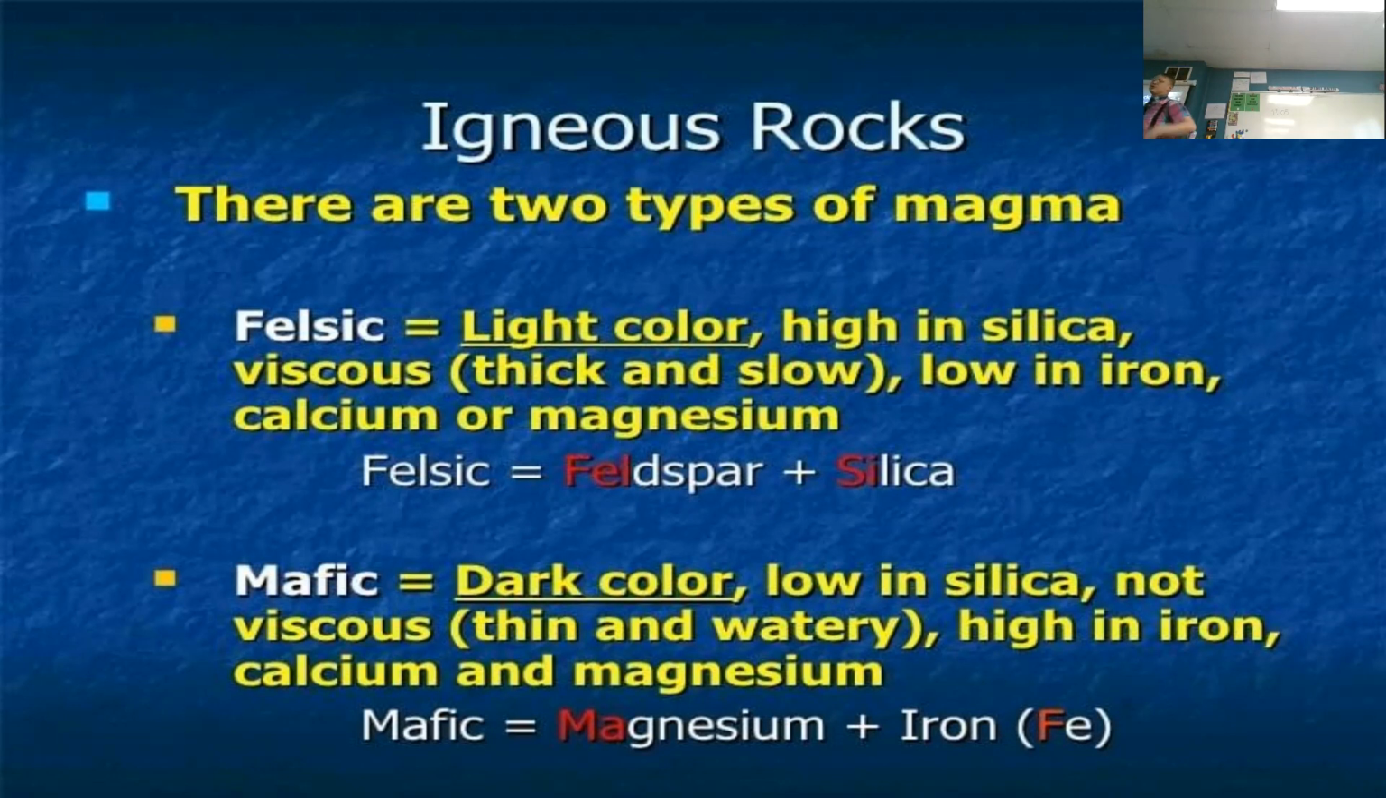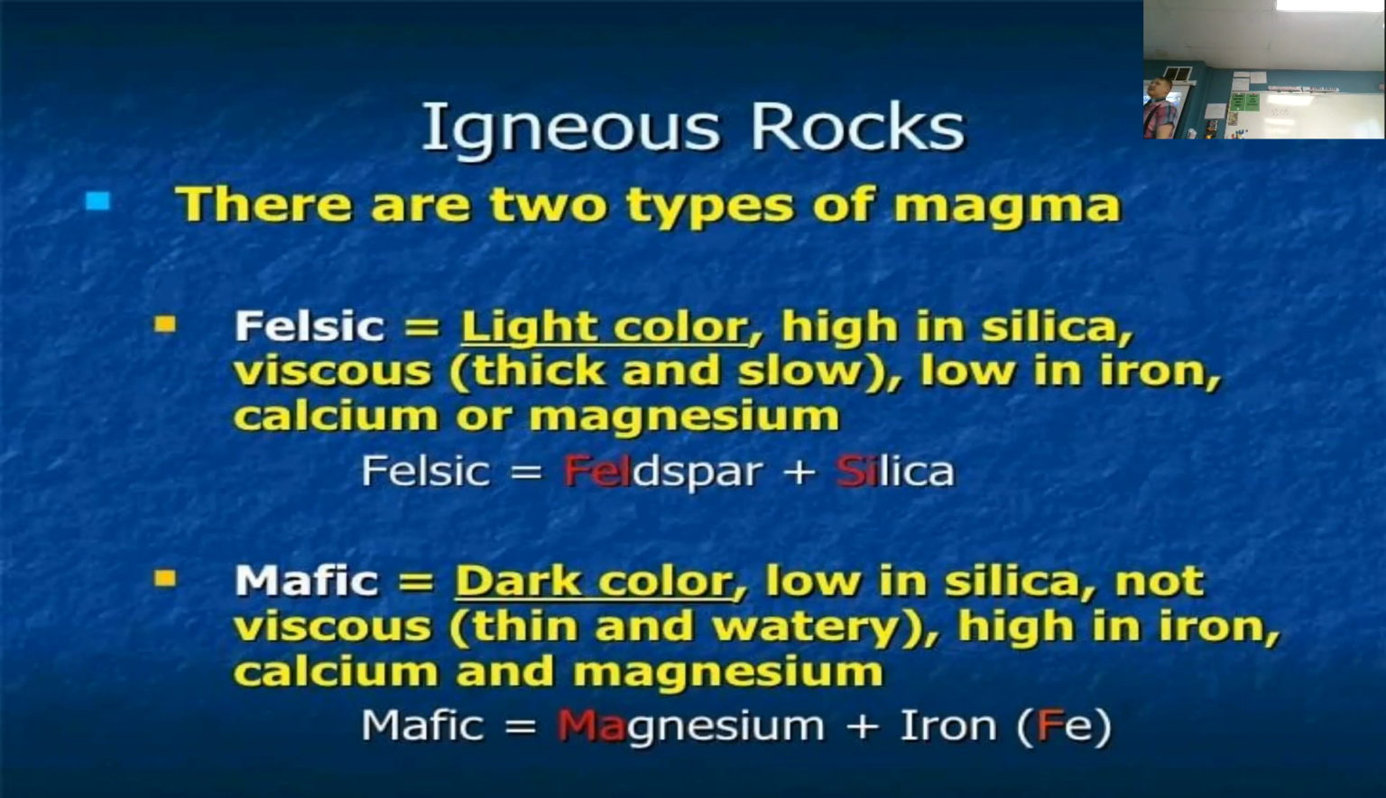Igneous rocks. There are two types of magma, felsic and mafic. You need to write down all of this right here. Felsic is lighter color. This right here is where it was talking about that scale. Felsic was the lighter color. Why? Because it has more silica. What does silica have a lot in it? It has a lot of silicon and oxygen. So that gives it its lighter color.